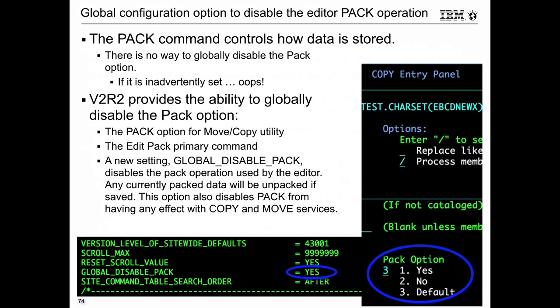So it's a simple keyword. If you set global disable pack, then from that point forward, the copy and move services will not allow you to pack. You will not be able to do an edit pack. If you edit an existing data set that is packed and you save it, we will unpack it at that point in time. So keep that in mind as well.